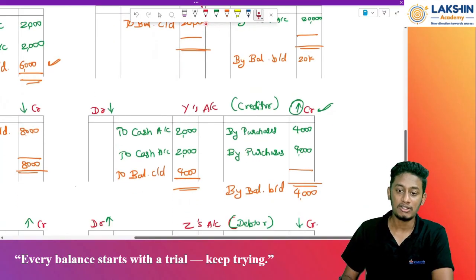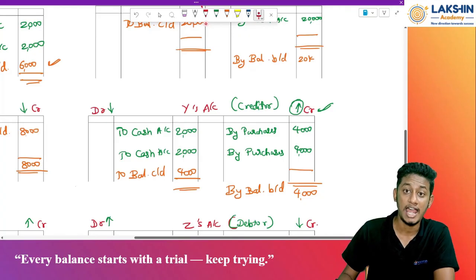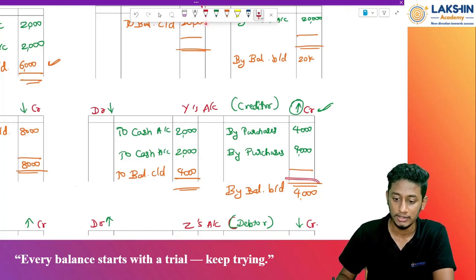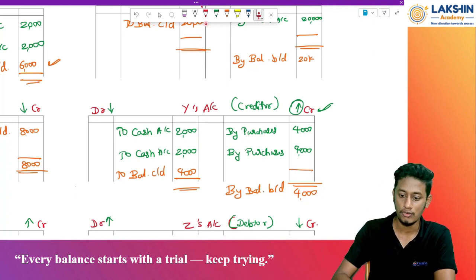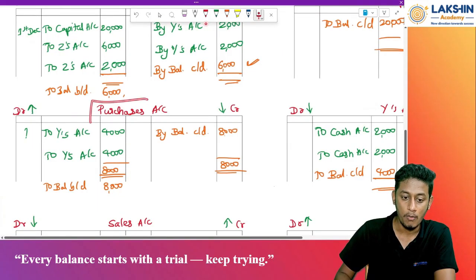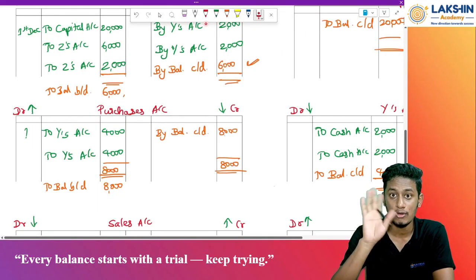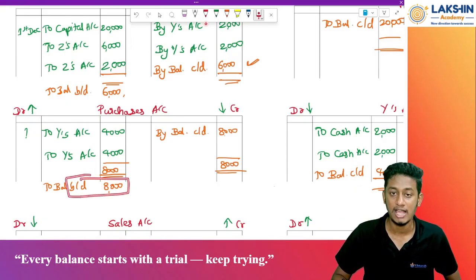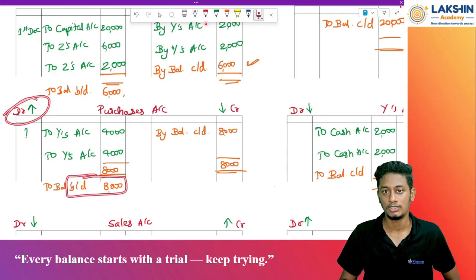Then the creditors account. Creditors are our liability. So what kind of balance does the creditors account have? It will have a credit balance. Again, go back to the rule. Then coming to purchases. What is purchases out of the 5 heads? It is an expense. So where was the upward arrow for expenses? On the debit side. So I have the balance of the purchases account on the debit side.